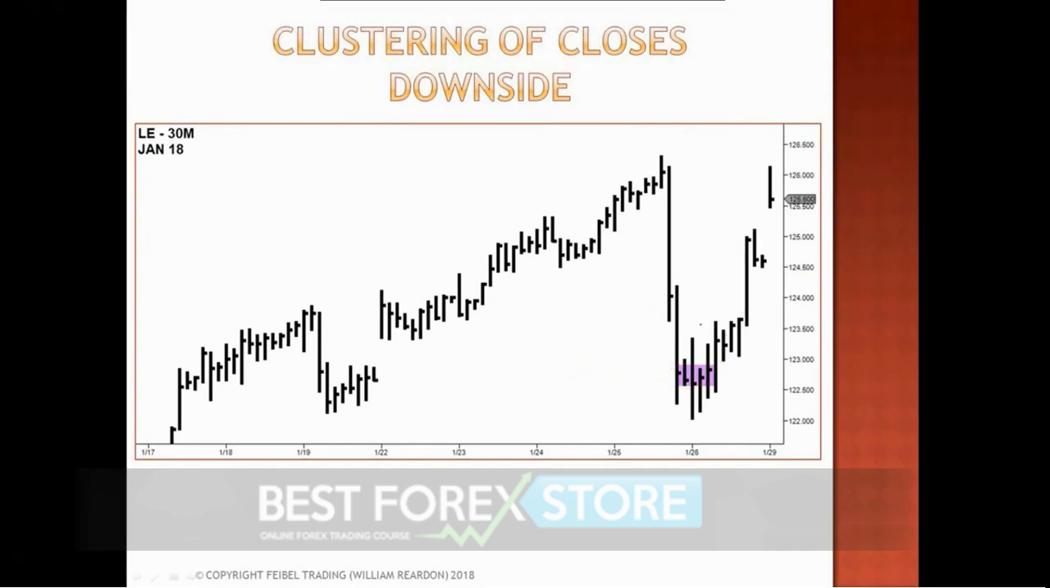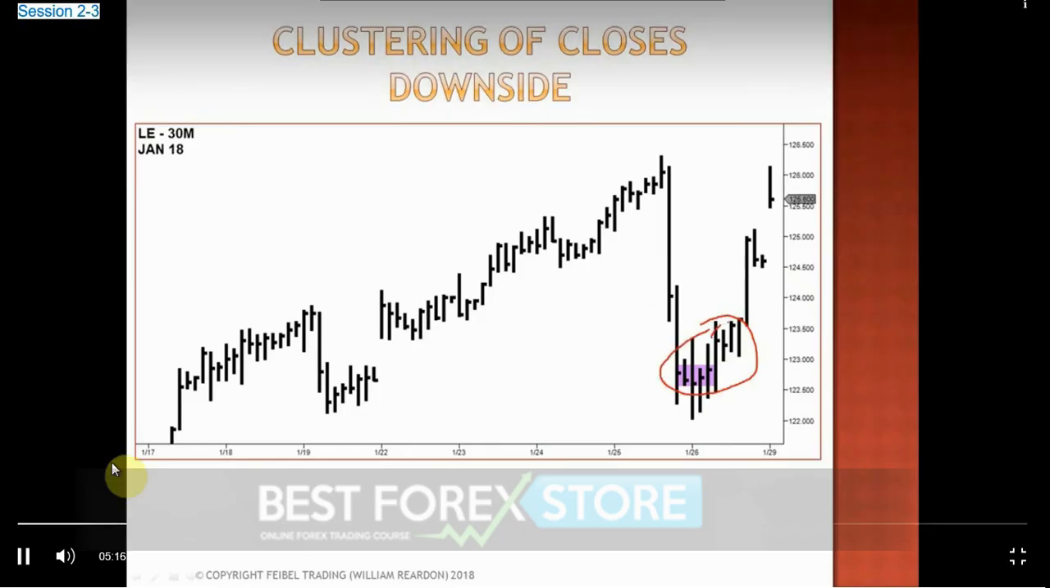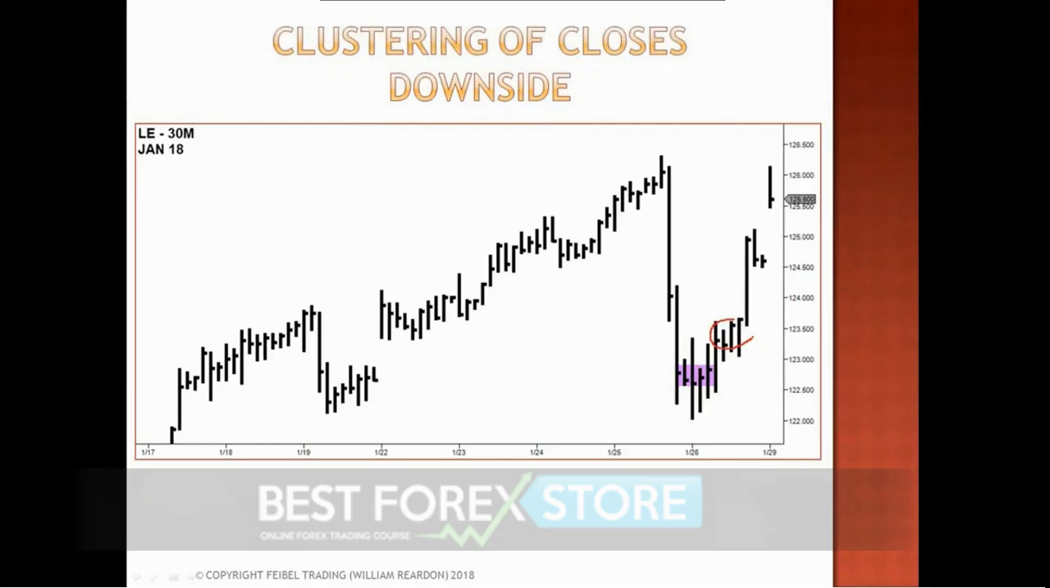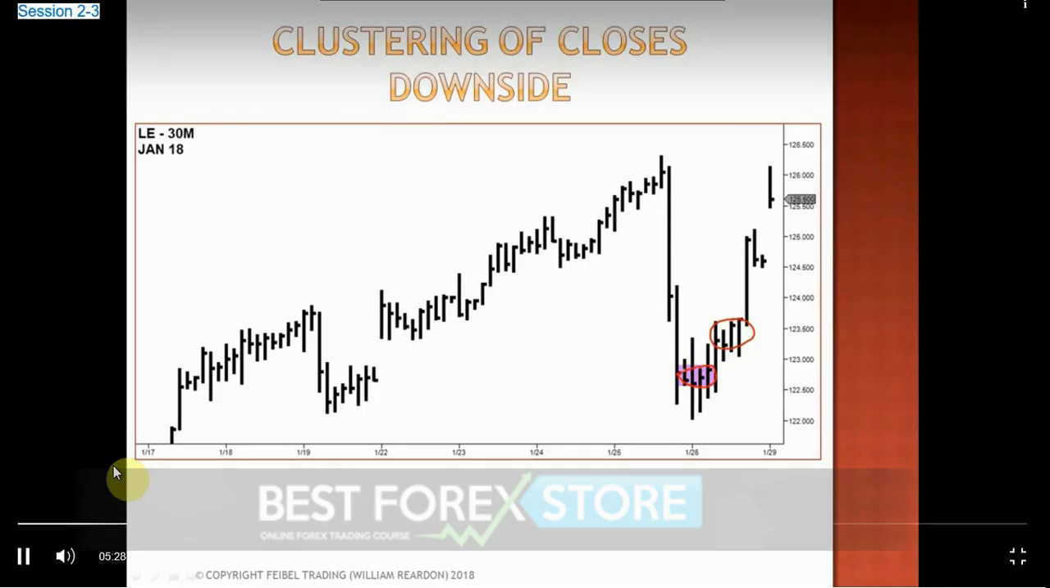I mean, these bars here we would not include in our clustering of closes. They're too far apart from this action. And also this in itself is not a clustering of closes. We want them to be tight. We want price to be together. Okay, we don't want the closes too far apart.